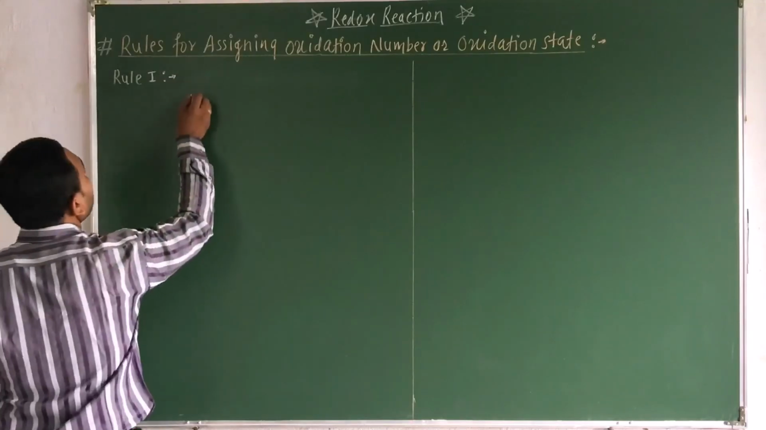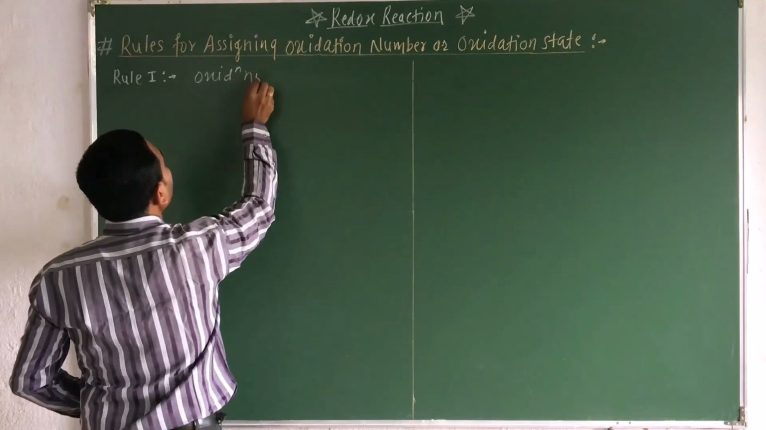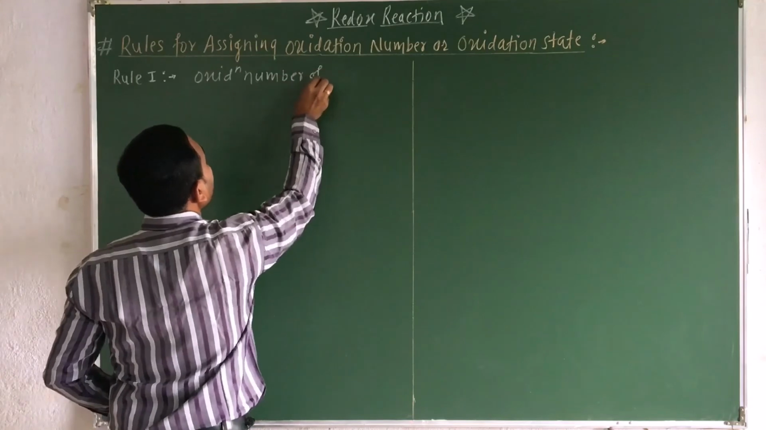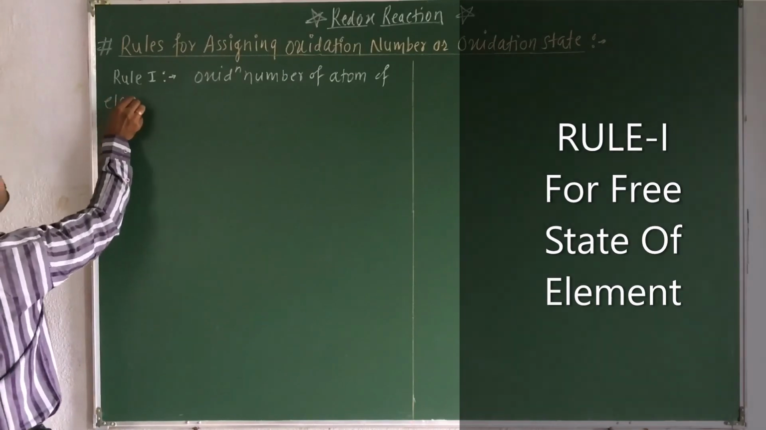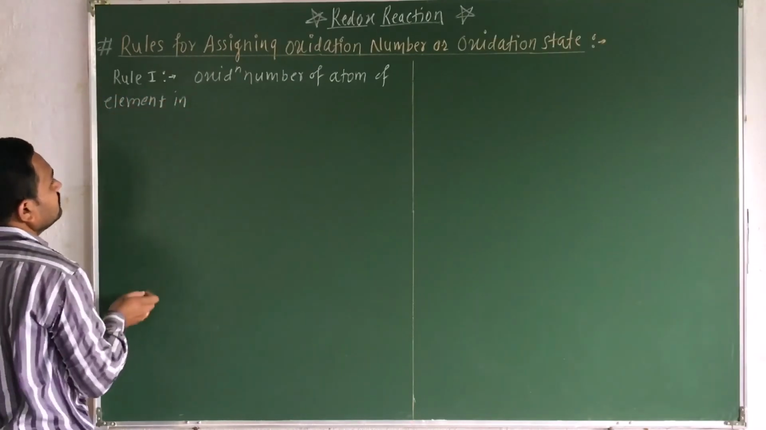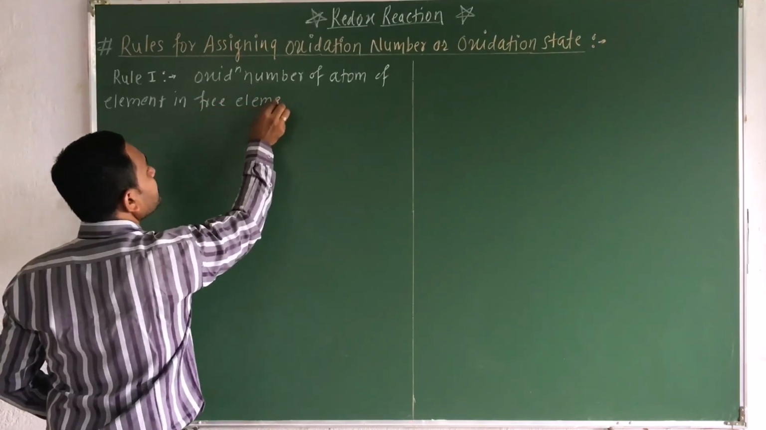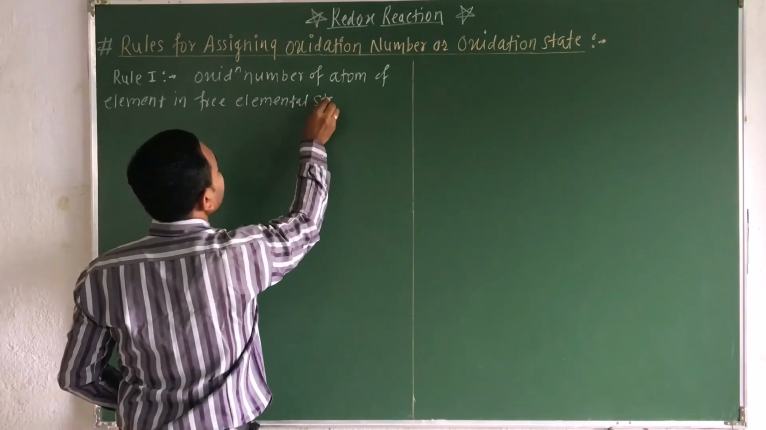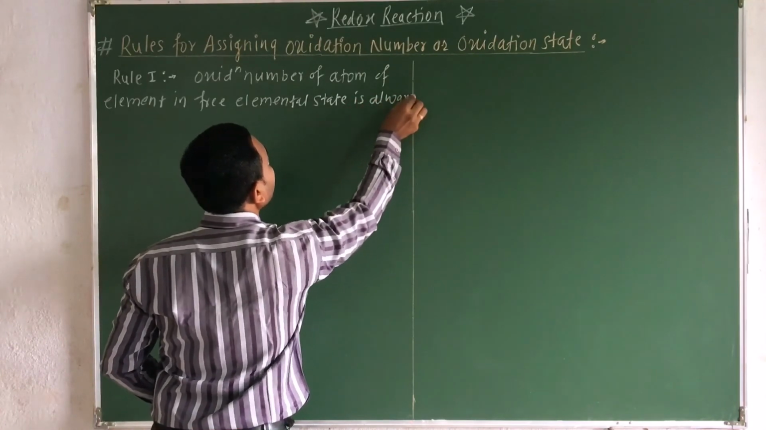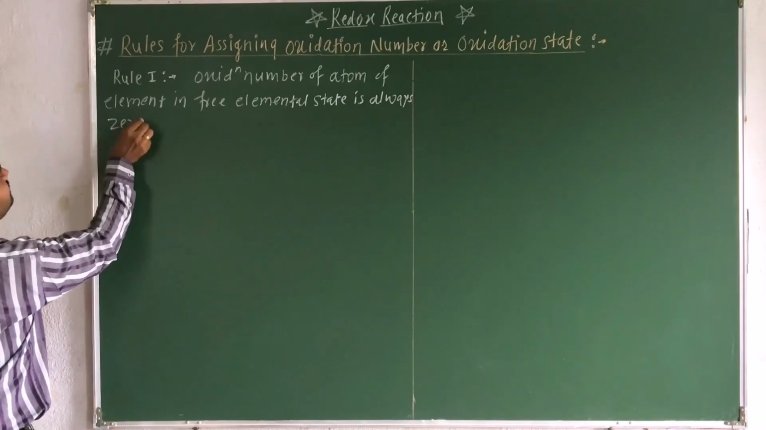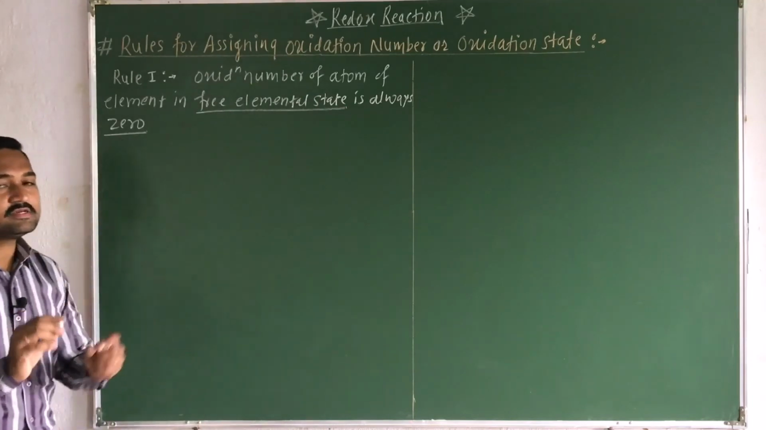The oxidation number of an atom of an element in free elemental state is always 0. Here the two words are very important: free elemental state, and it is always 0.